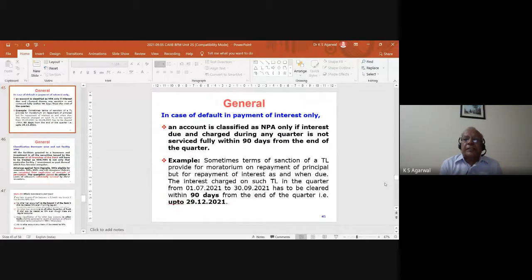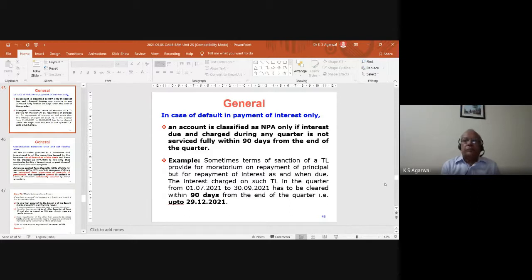Sometimes terms of sanction of a term loan provide for moratorium on repayment of principal, but for repayment of interest as and when due. Often we sanction loans mostly in real estate sector. We say that your principal repayment will start after 1 year, 2 years, or after construction is over. But during the construction period, you have to pay interest as and when due.